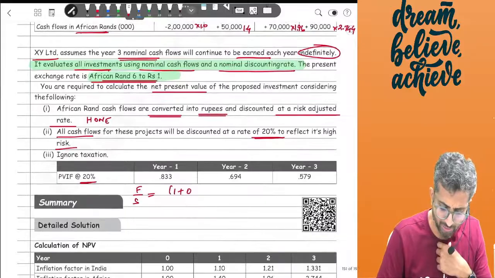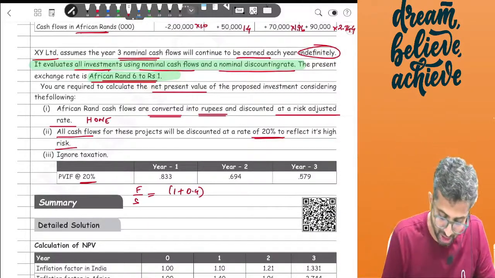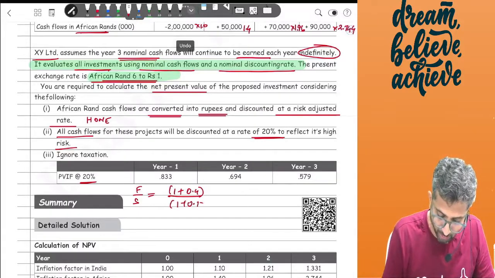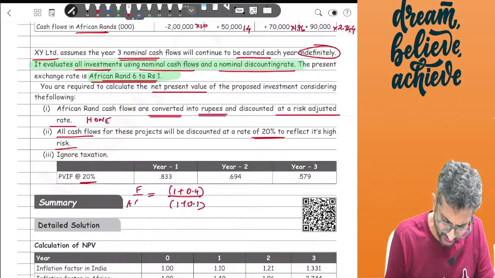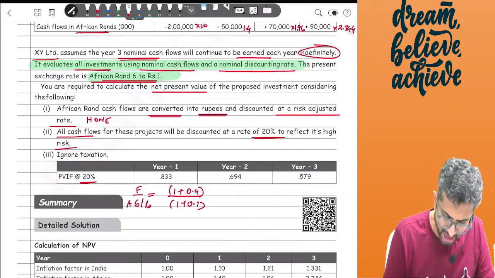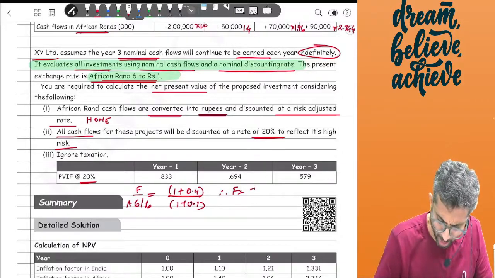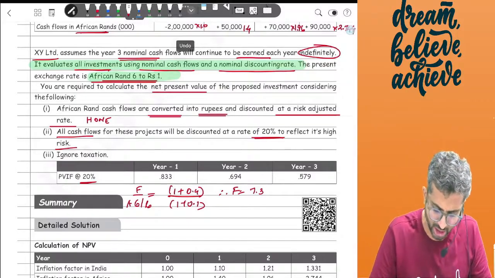In the numerator you have the African Rand, since the rate is African Rand to the rupee. So in the numerator you will take the African Rand rate and in the denominator the Indian rate. For year 1, let us say the spot is 6 African Rand to the rupee. Then the forward rate would be 6 into 1.4 divided by 1.1. This is approximately 7.63. You can take more decimals, but for simplicity I'm taking 7.63.